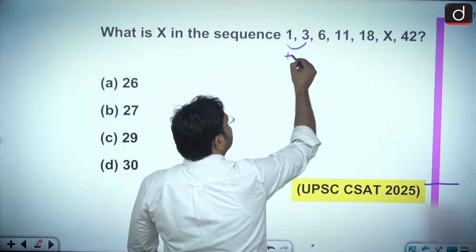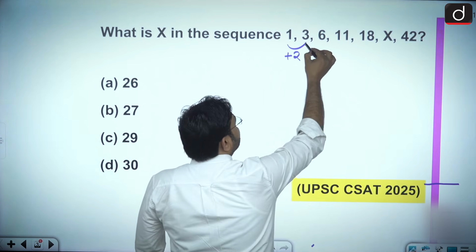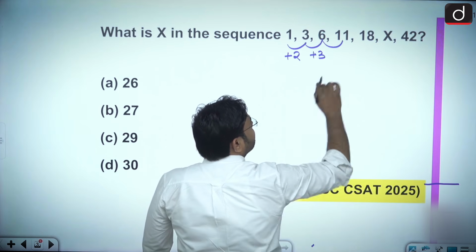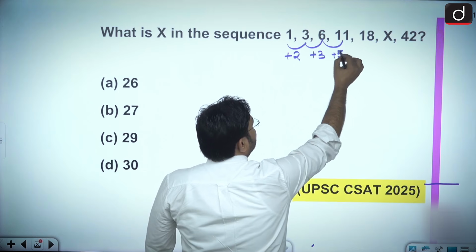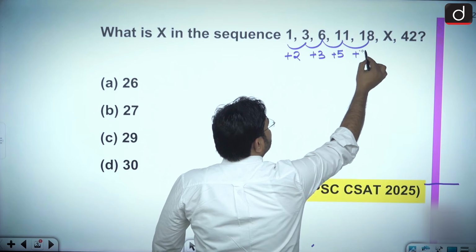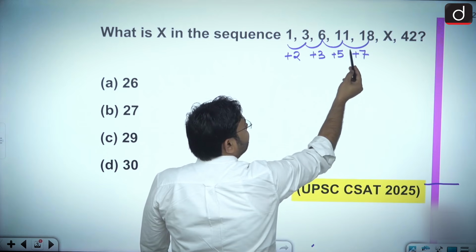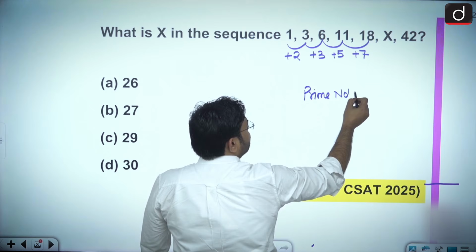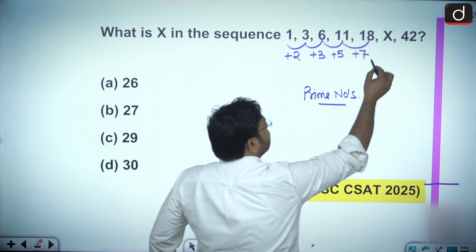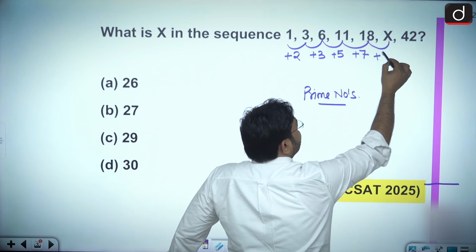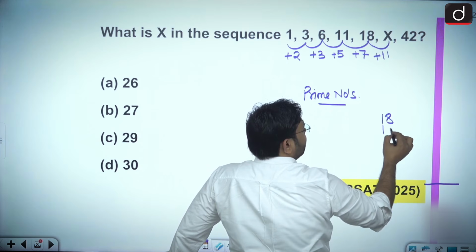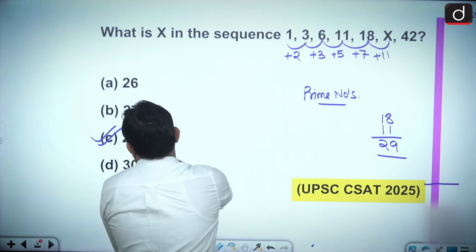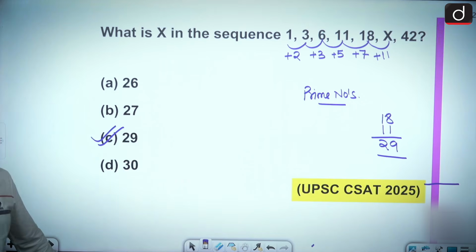1 plus 2 is equal to 3. 3 plus 3 is 6, plus 5, and then 7. 2, 3, 5, 7. You can say prime numbers. Any doubt? So next one should be plus 11. So 18 plus 11 is what? 29. So 29 is your answer. Simple.